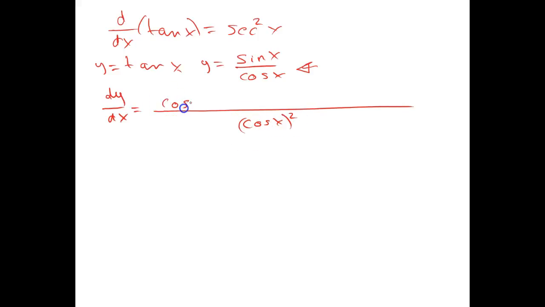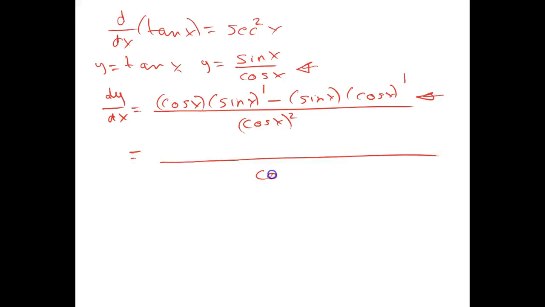It's the bottom term, which is cos x, times the derivative of the top term, which is sine x, minus the top term, which is sine of x, times the derivative of your bottom term. Again, you can actually do the derivative in this step if you wanted to, but I'm putting all steps in. So we know we're going to have cosine of x all squared, and we'll have cos x.